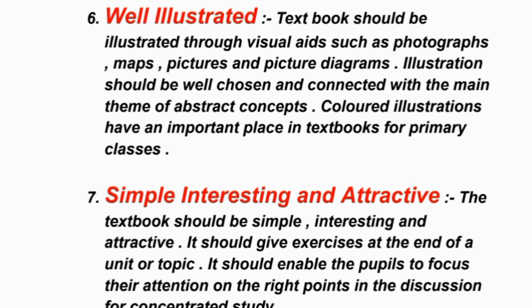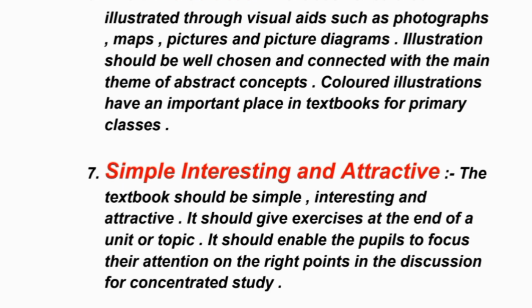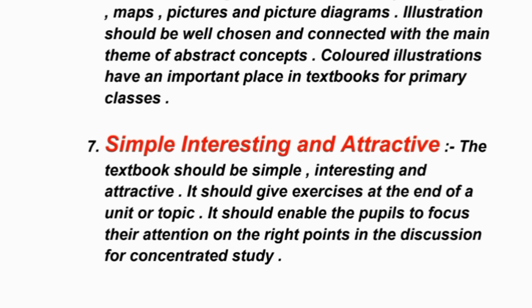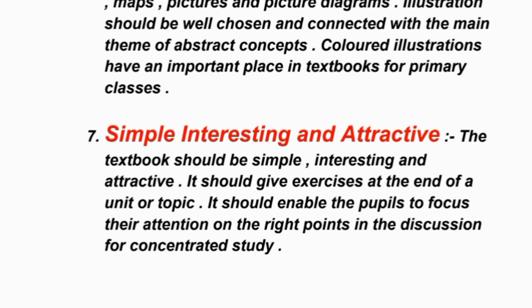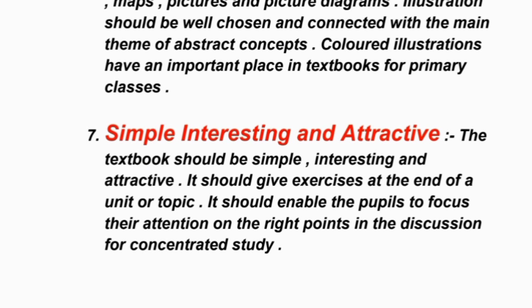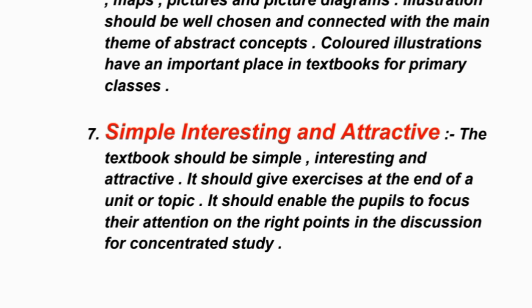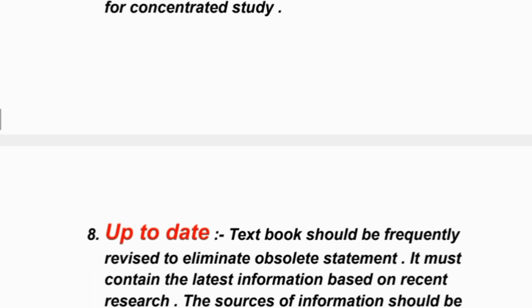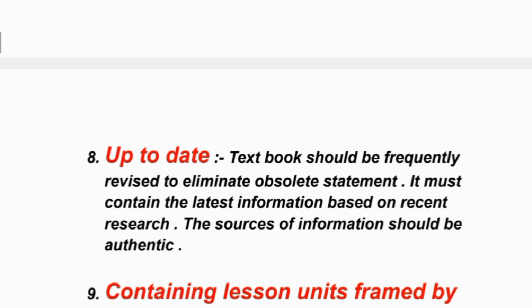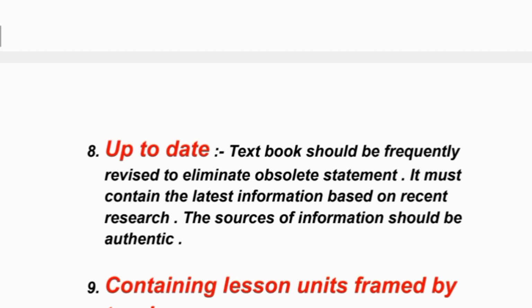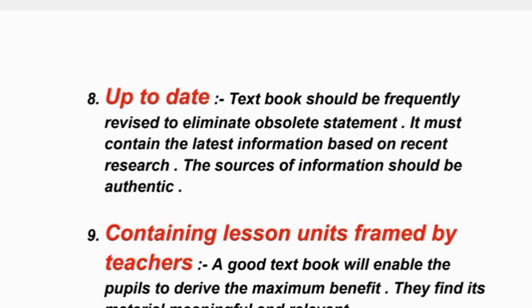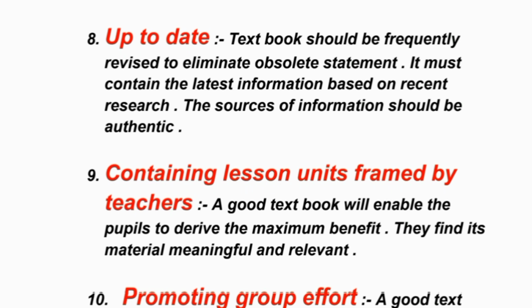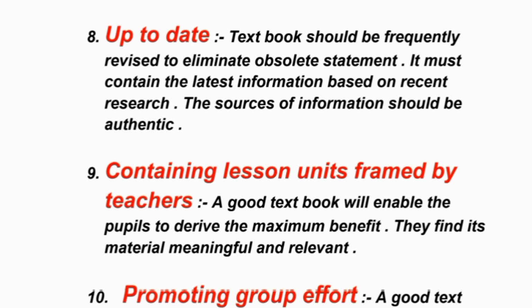Simple, interesting, and attractive. The textbook should be simple, interesting, and attractive. It should give exercises at the end of a unit or topic. It should enable the pupil to focus their attention on the right points in the discussion for concentrated study. Up to date. Textbook should be frequently revised to eliminate obsolete statements. It must contain the latest information based on recent research. The source of information should be authentic, containing lesson units framed by teachers. A good textbook will enable the pupil to derive the maximum benefit if they find its material meaningful and relevant.